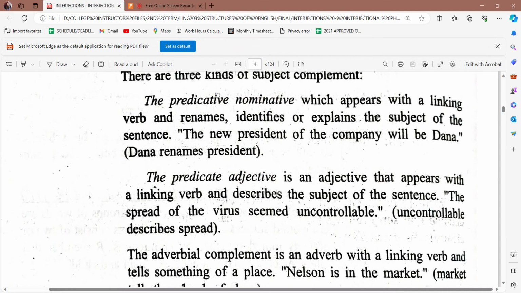We have ended at the predicate nominative. Again, when you say predicate nominative, it appears with a linking verb. Again, these are your clue words. It appears with a linking verb and it renames, identifies, or explains the subject of the sentence.